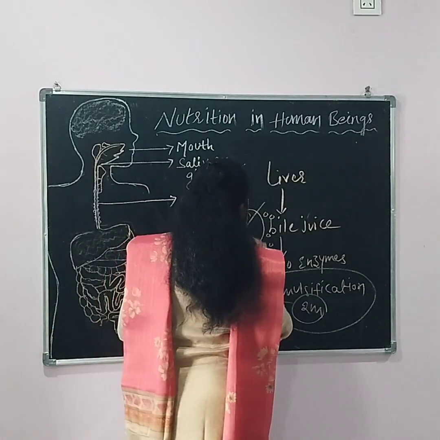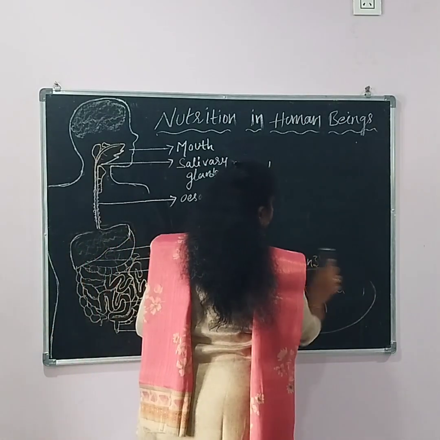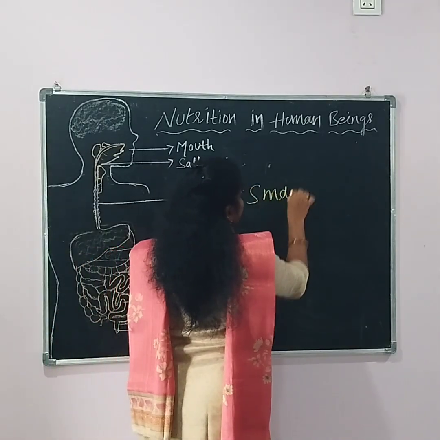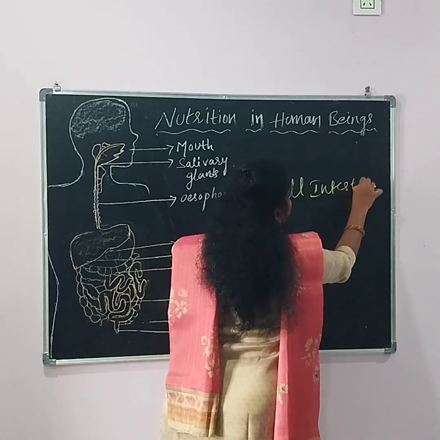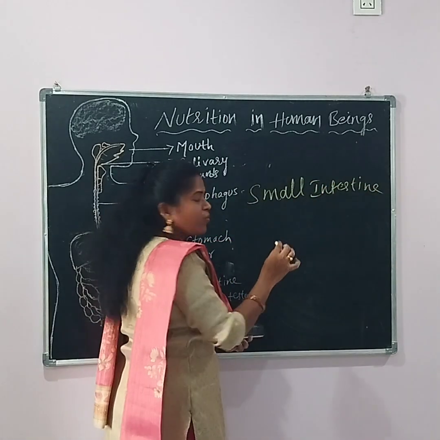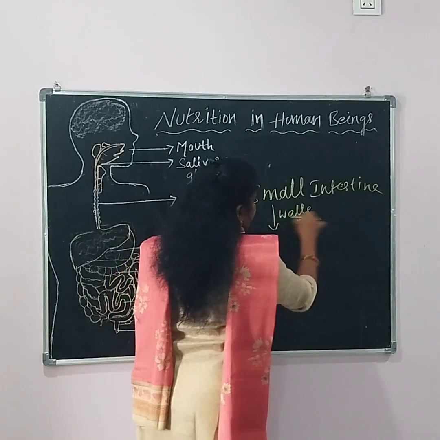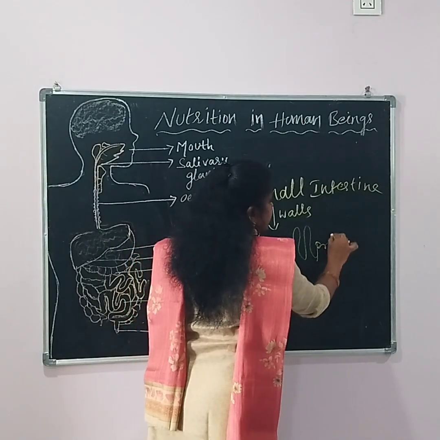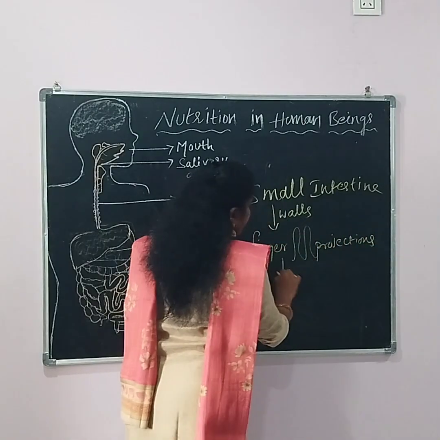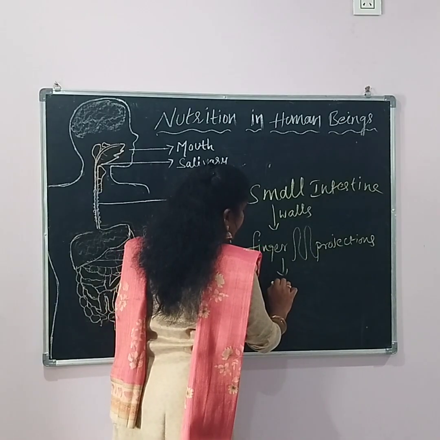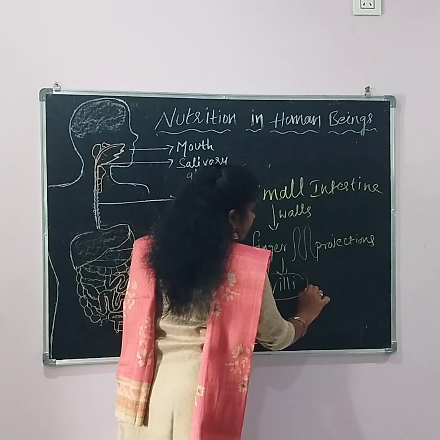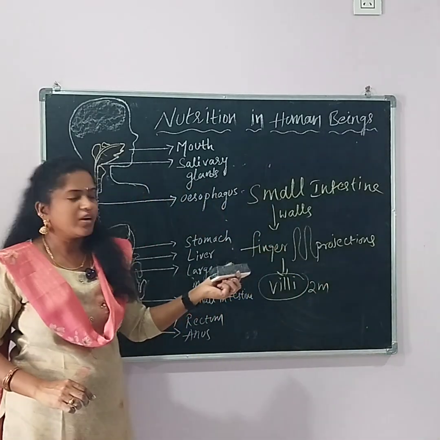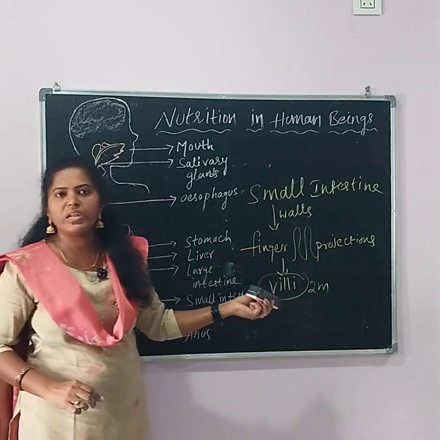Next, come to the small intestine. What is the next one? Small intestine. The walls of the small intestine consist of finger-like projections. These finger-like projections are called the villi, microvilli. This is also a 2 marks answer. What is villi? The walls of the small intestine consist of finger-like projections called the microvilli or the villi.